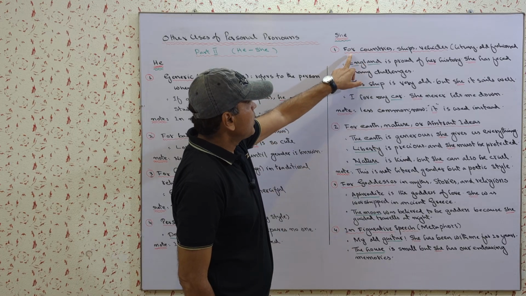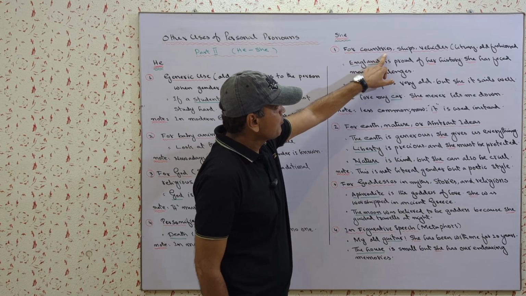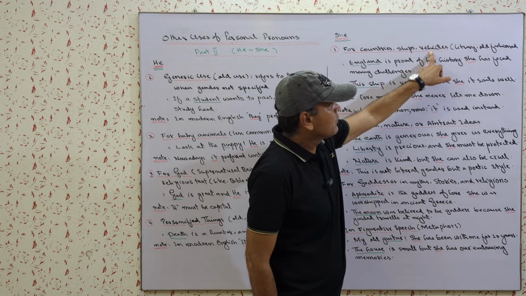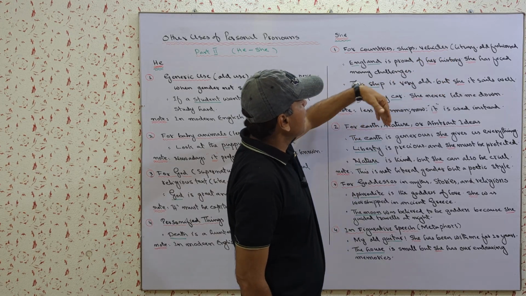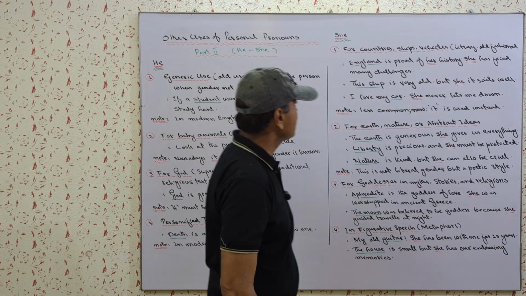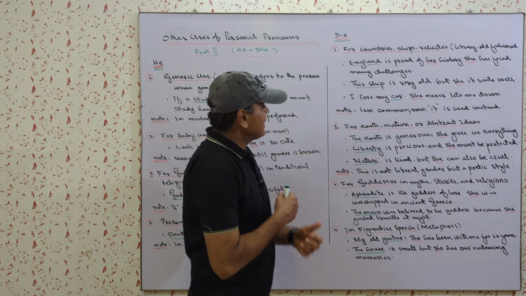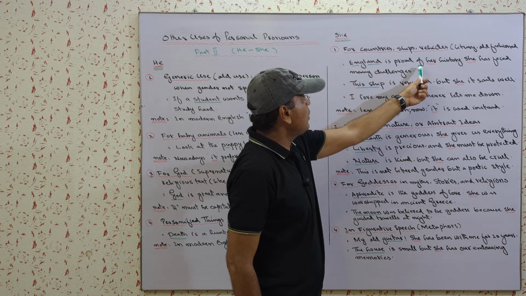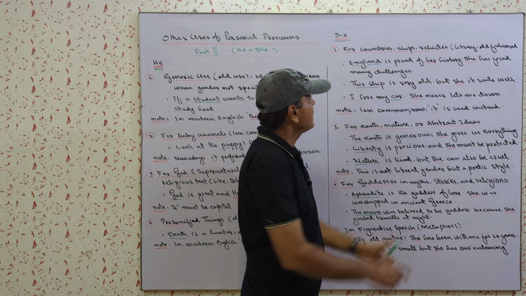Like for what? For countries, ships and vehicles. Instead of them, you can also use she, but that is also literary and old-fashioned. Let us understand it through the examples. England is proud of her history.